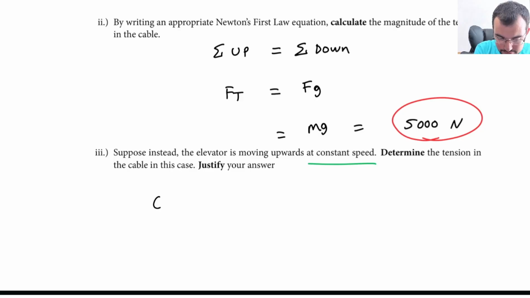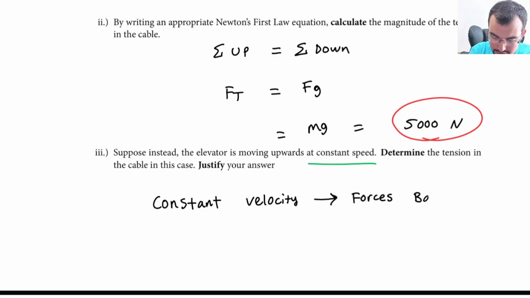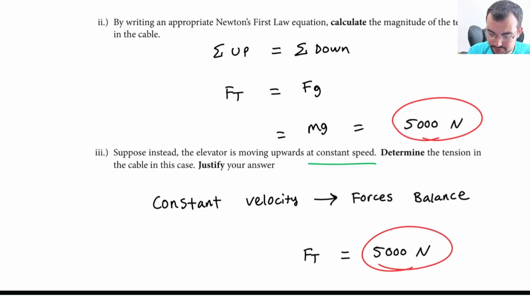So constant velocity means that forces balance. It doesn't matter if I'm at rest, moving up at constant speed, or moving down at constant speed. The tension in that elevator cable is going to be exactly 5,000 newtons again.